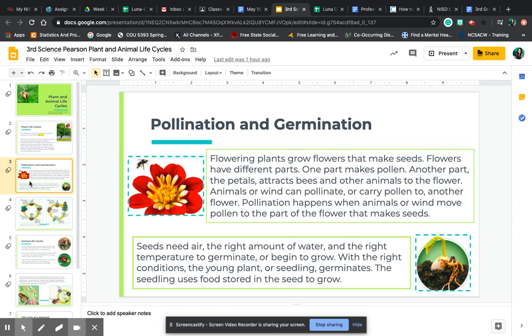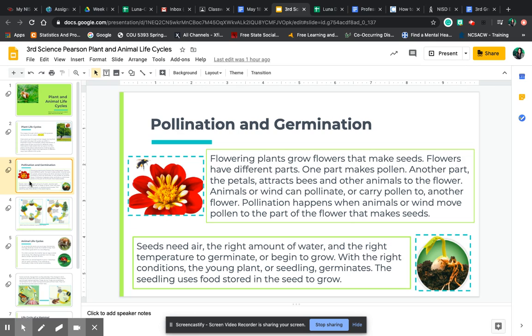Flowers have different parts. One part makes pollen. Another part, the petals, attracts bees and other animals to the flowers. Animals or wind can pollinate, or carry pollen to another flower. Pollination happens when animals or wind move pollen to the part of the flower that makes seeds.